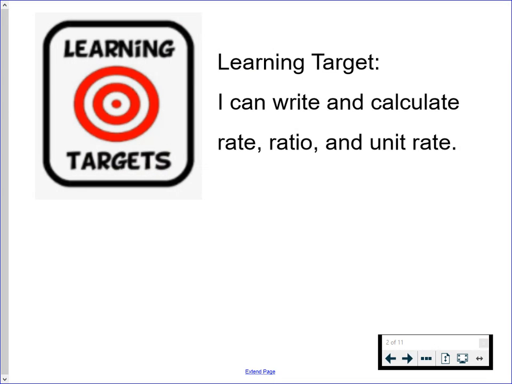On to a new chapter of math. This chapter is officially titled Percents and Proportions, but today's goal is to write and simplify rate, ratio, and unit rate. And if you're thinking, what's the difference? Good news, you're about to learn what exactly is the difference. Do you have your new note packet out and ready?